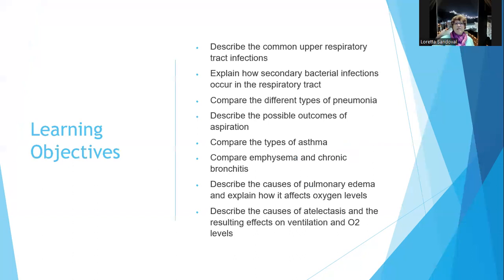So in the learning objectives, I have all the learning objectives for the rest of the chapter. So for this part, describe common upper respiratory tract infections, just explain how secondary bacterial infections occur in the respiratory tract. And we did talk about this a little bit last quarter in the infectious disease chapter. Compare the different types of pneumonia and the possible outcomes of aspiration. And then the second half of the learning objectives will be in upcoming lectures.